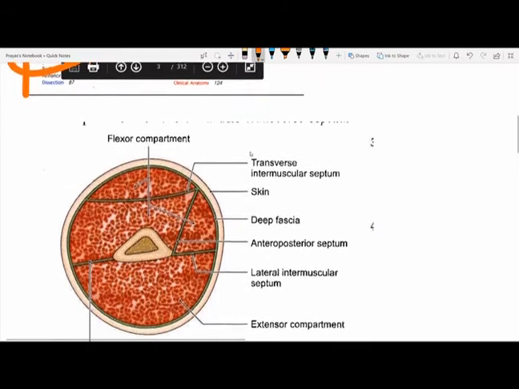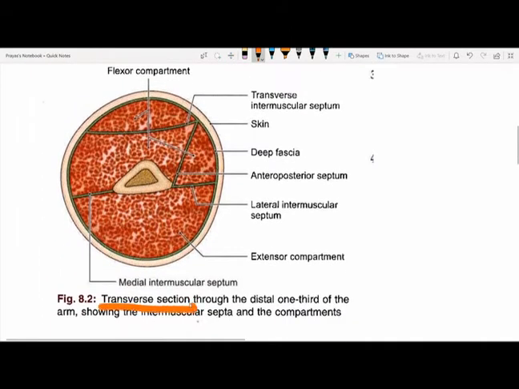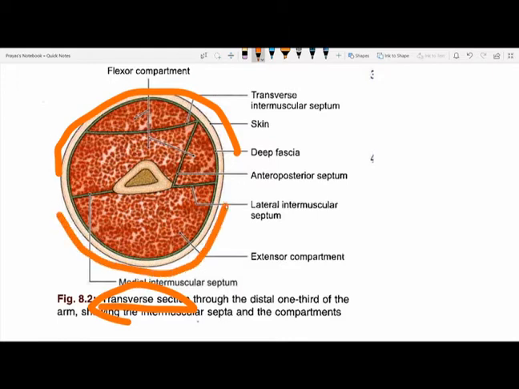So the arm is one of the parts of the upper body, and we need to study it. If you take a transverse section of your arm, you will find that the arm is roughly divided into the posterior part and the anterior part. How is it divided? It is divided with the help of these two septums. This one is called the lateral intermuscular septum, and this one is called the medial intermuscular septum.